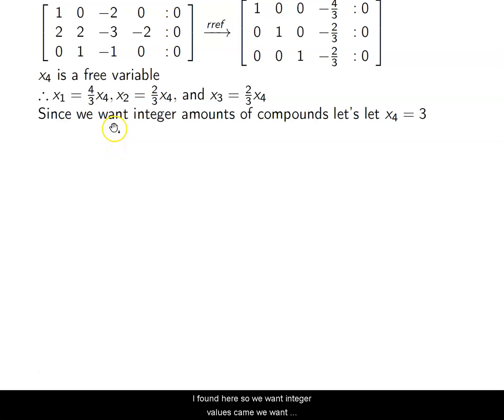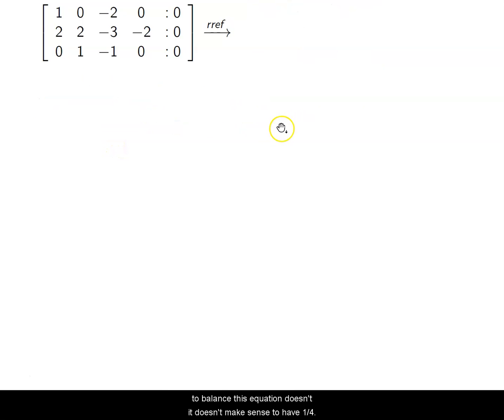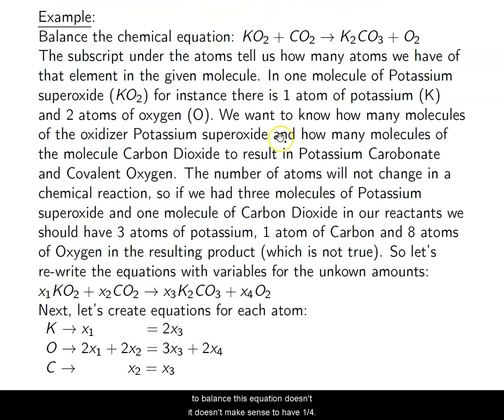So we want integer values, okay? We want to balance this equation. It doesn't make sense to have 1/4 of a molecule of potassium superoxide, right? It doesn't make sense to have 1/5 of a molecule of carbon dioxide. It doesn't work that way. Either you have a whole molecule or you don't.